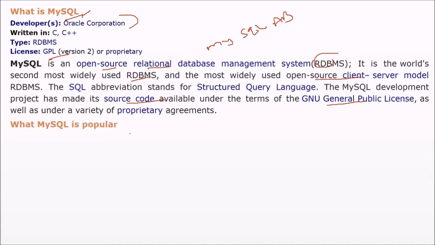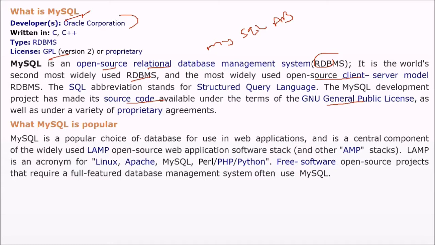Why is MySQL so popular? It is used in web applications, and it is a central component in the widely used LAMP, WAMP, and XAMPP open source web application software stacks. In LAMP, L is for Linux, A for Apache, M for MySQL, and P for Perl, PHP, or Python, and WAMP is for Windows.